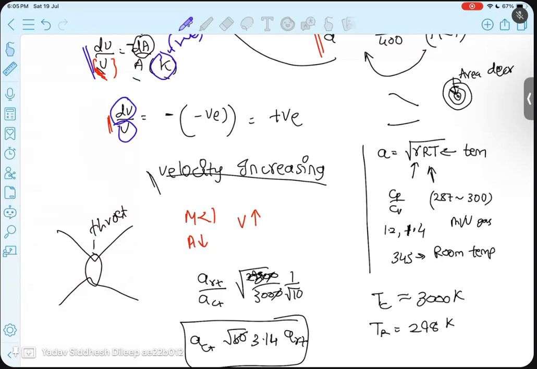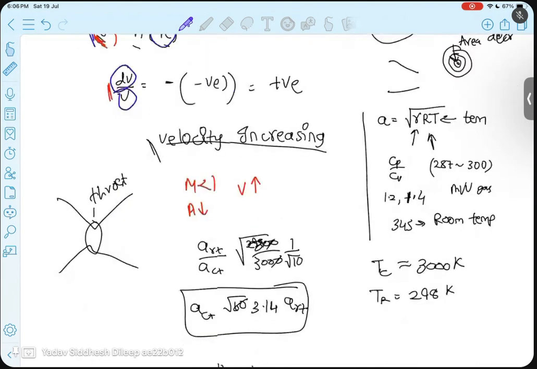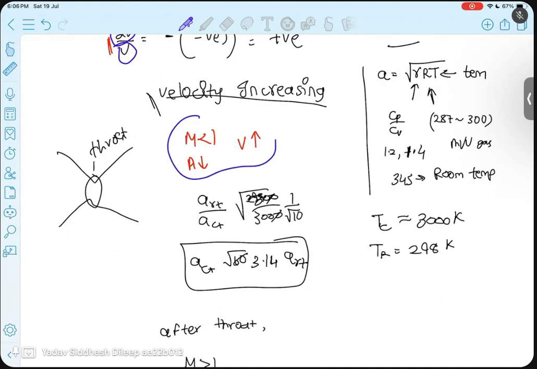It means that when your Mach number is less than 1, or less than the speed of sound, you have to decrease the area to increase the velocity. Now let's see another thing. Anyone has any doubt about this concept, please ask now. Just understand the concept. Cool.